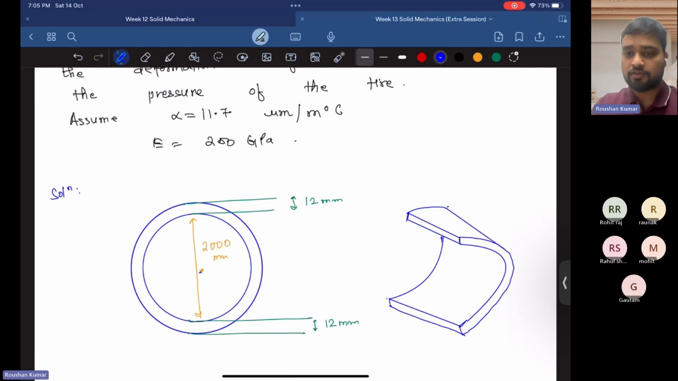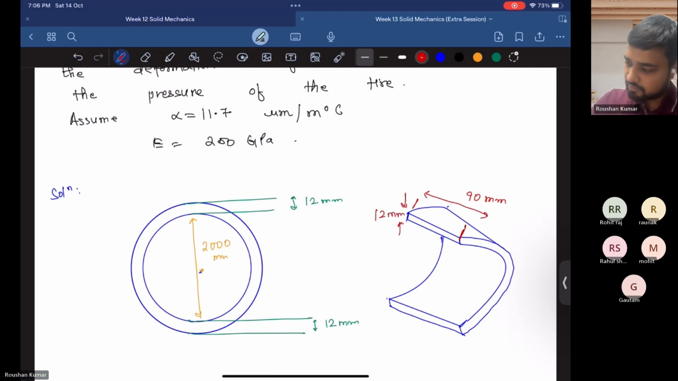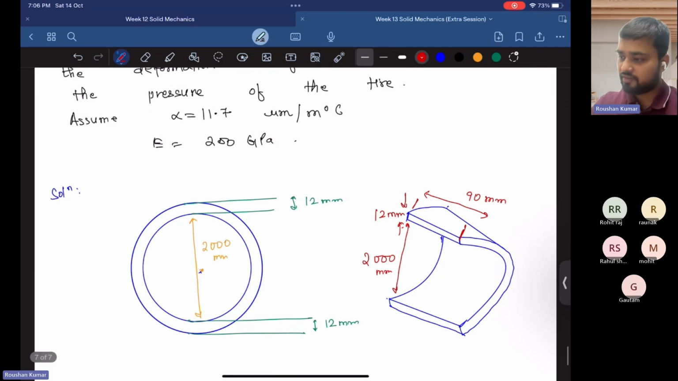So this is a side view of the tire, which is given in the question, that is 90 wide. This distance is already given in the question, that's 12 thick. This diameter is already given, that is 2000 of diameter. So here, if you see the cross section of this tire, we see that there is a force P acting outward from here also and from here also. And the steel pushes down some force, that is F inside.